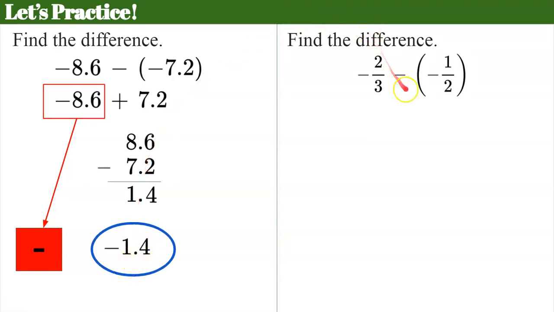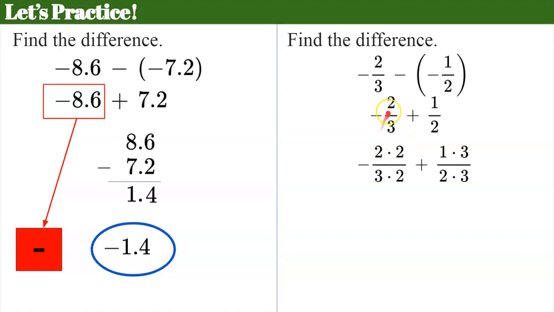Now let's try our fractions. So the first thing I'm going to do is rewrite this subtraction to be addition. I'm going to keep negative 2/3, change subtract to add, and the opposite of negative 1/2 is positive 1/2. So now I'm ready. I need to get a common denominator so that I can see which absolute value is the largest. My common denominator, seeing as 3 and 2 are prime, would be 6.